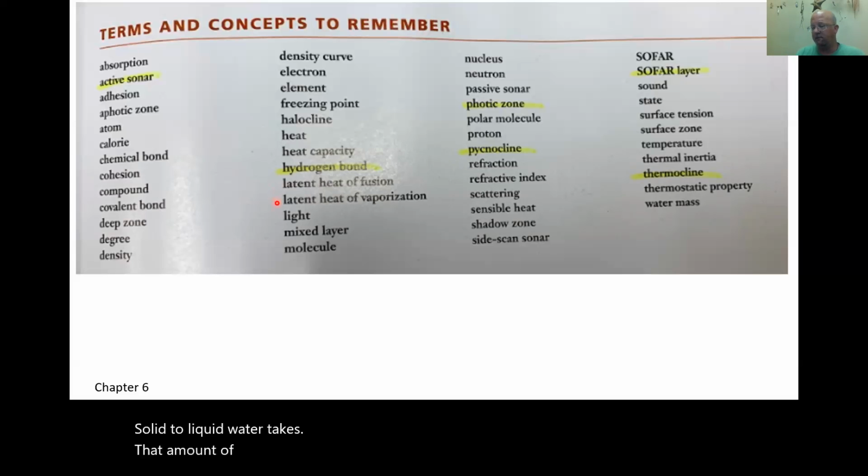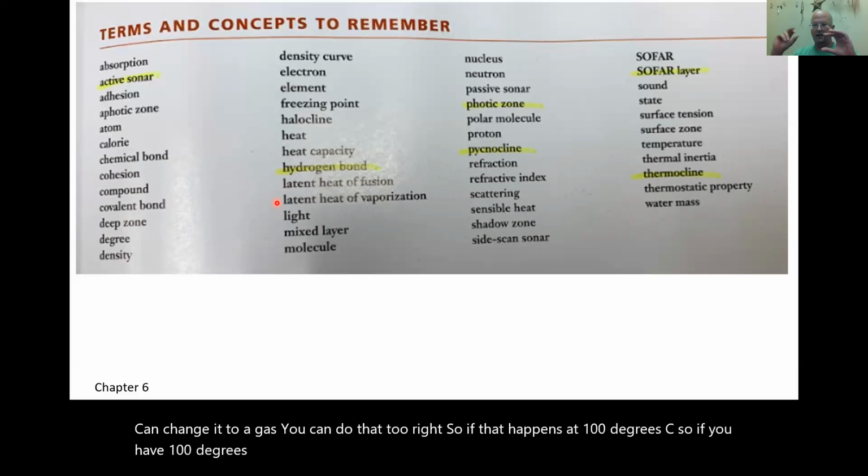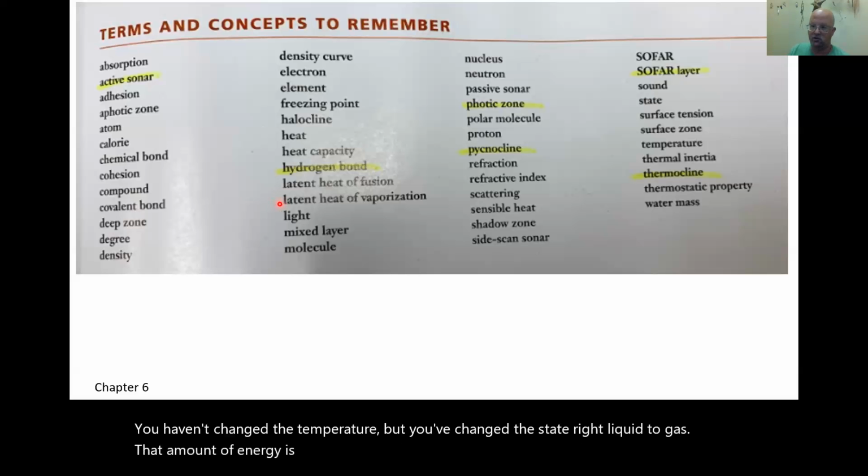Now, if you want to take that liquid water and change it to a gas, you can do that too, right? That happens at 100 degrees C. So if you have 100 degrees C liquid and you change it to 100 degrees C gas, you haven't changed the temperature, but you've changed the state, right? Liquid to gas. That amount of energy is called latent heat of vaporization. Same concept as latent heat of fusion.